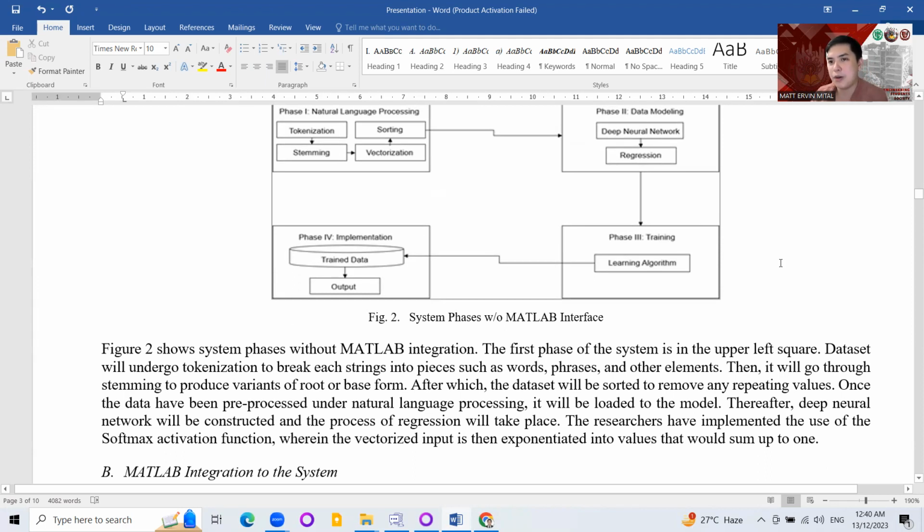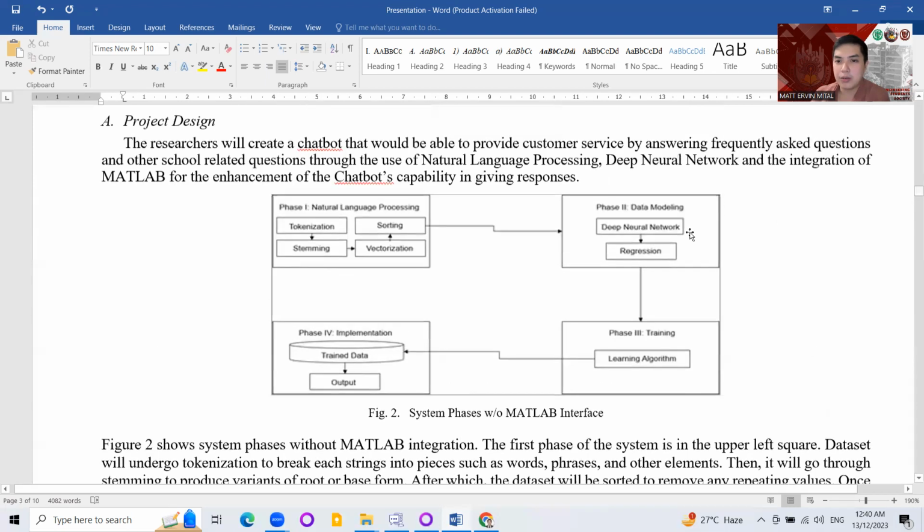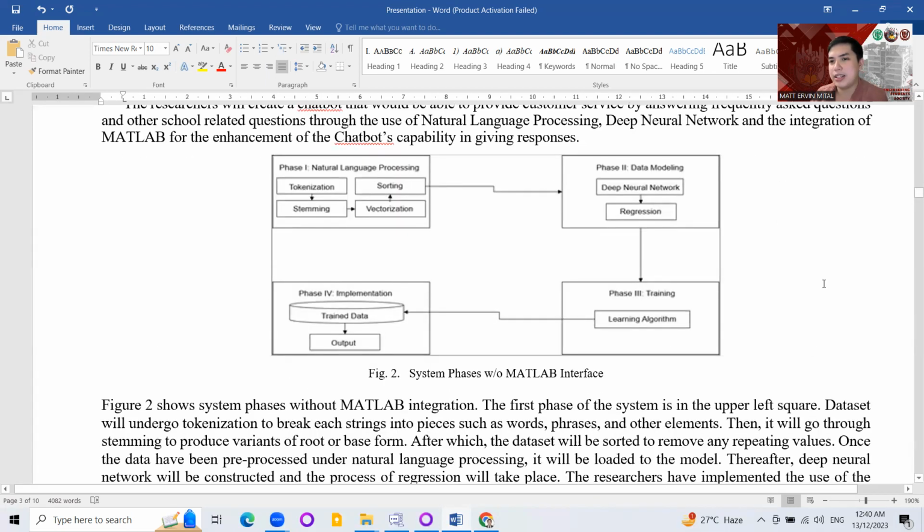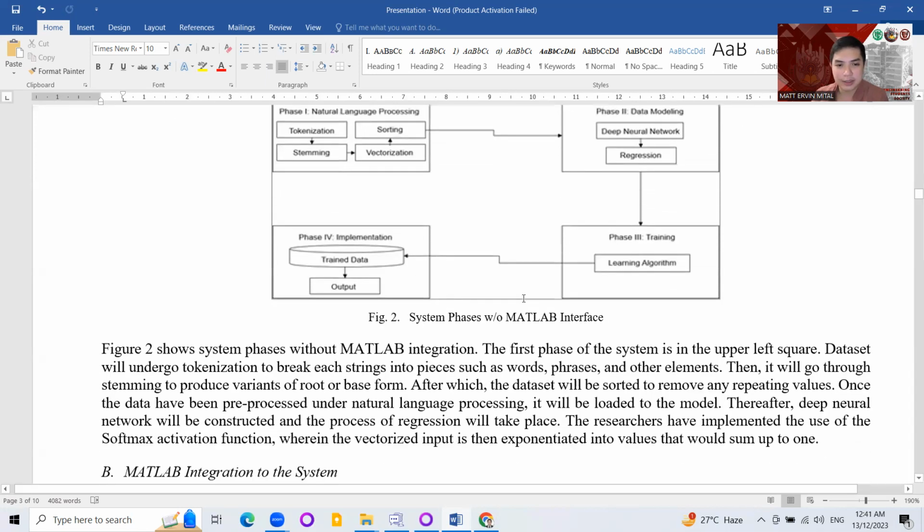Since it's just a presentation, I would like to speed things up. The second one would be data modeling. Deep neural networks, when already implemented, you will have the regression process. After that would be the training. I think the common consideration that we should take note of would be adding data sets, or having a high amount of data set, so that our deep neural network can probably produce a high accuracy. And the last part, the fourth phase, would be the implementation. Using the trained data, is the chatbot efficient, effective, accurate, and could it answer the questions correctly?